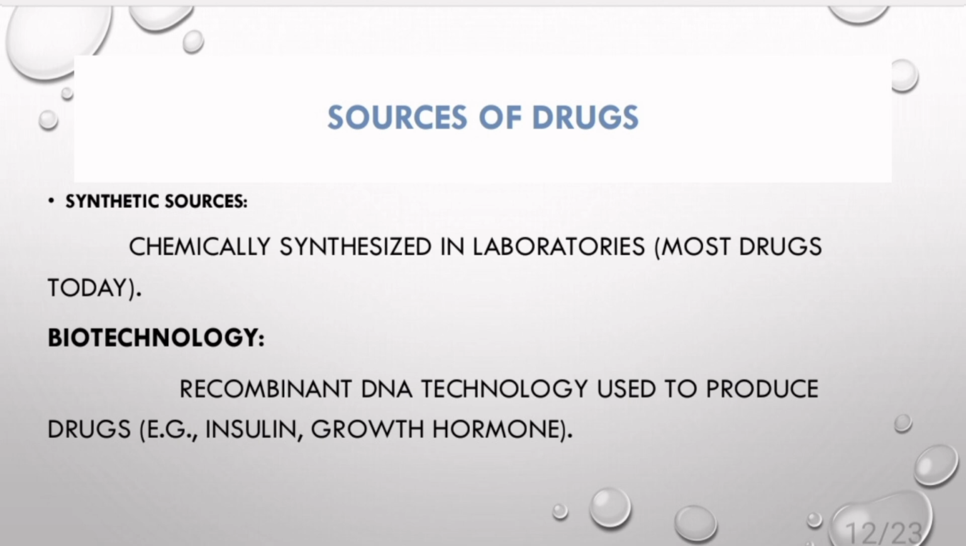Then the term biotechnology. Biotechnology is the recombinant DNA technology used to produce drugs. For example, insulin and growth hormones. Insulin and growth hormones are prepared by using the technology that is biotechnology. In this recombinant DNA technology, by using enzymes and various laboratory techniques, we manipulate and isolate DNA segments of our interest to create new drugs.